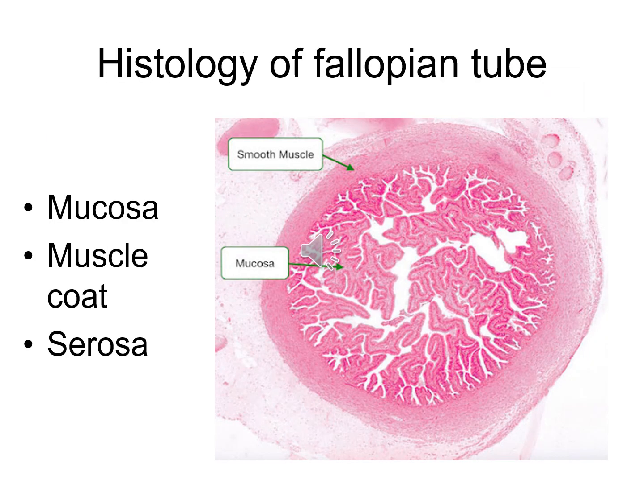Now we will see the histology of the fallopian tube. The fallopian tube is made up of 3 layers from inner to outer. The first layer is the mucosa, the second layer is the muscular layer, and the third layer is the serosa. You can see very clearly that the mucosa shows numerous branching folds that almost fill the lumen of the tube, which is a peculiar feature of the fallopian tube.